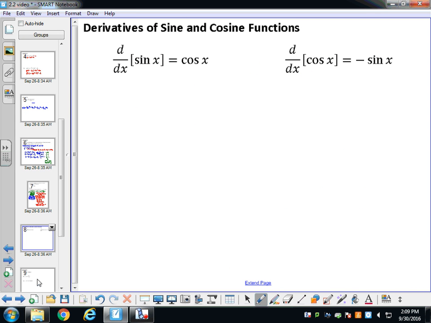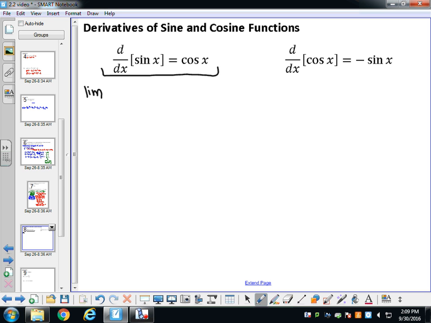Derivatives of sine and cosine functions. I'll go through how to prove one of these, but I won't do both of them. The derivative of sine is cosine, and that's one we're going to actually prove. And then the derivative of cosine is negative sine. Hopefully once you see one proof, you'll just believe the other one. If not, try it on your own. All right, so I'm going to prove this guy.